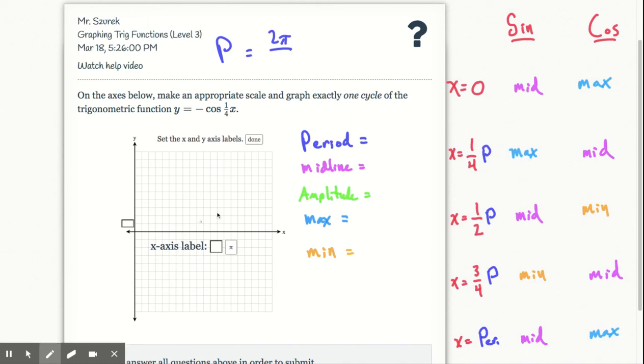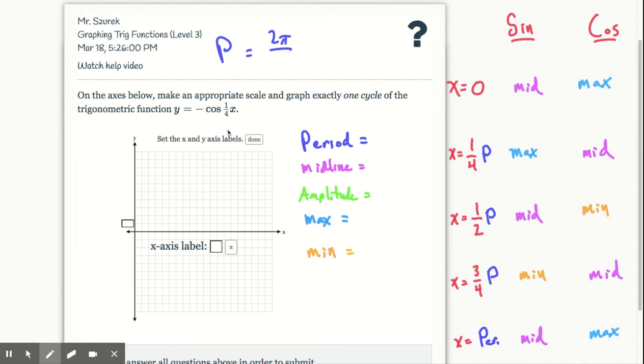Let's do one last example, and this is the hard version. So this is trig functions level 3. And notice that this particular function throws two curveballs at us that we need to be aware of. Okay, the first one comes when we're calculating the period.